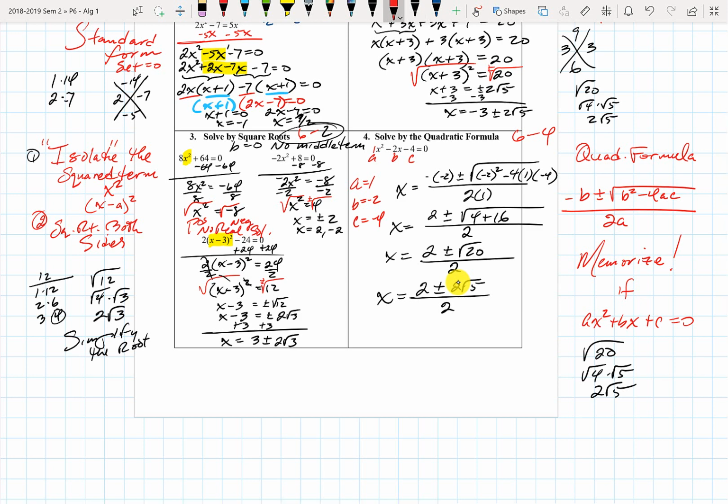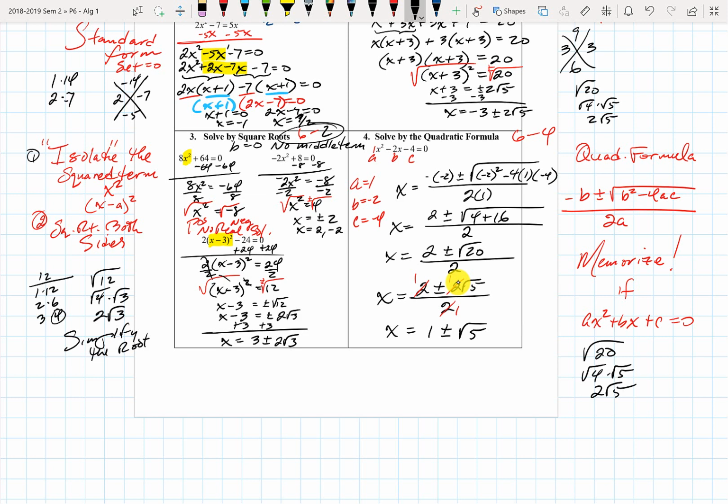And then you simplify, all right? You get 1 here, divide them all by 2. All right, the GCF of those three terms is 2. And you get x is equal to 1 plus or minus rad 5. You don't need to put it over 1 because dividing by 1 doesn't do anything. And by the way, with 1 rad 5, you never write the 1 there. 1 times rad 5 is rad 5.